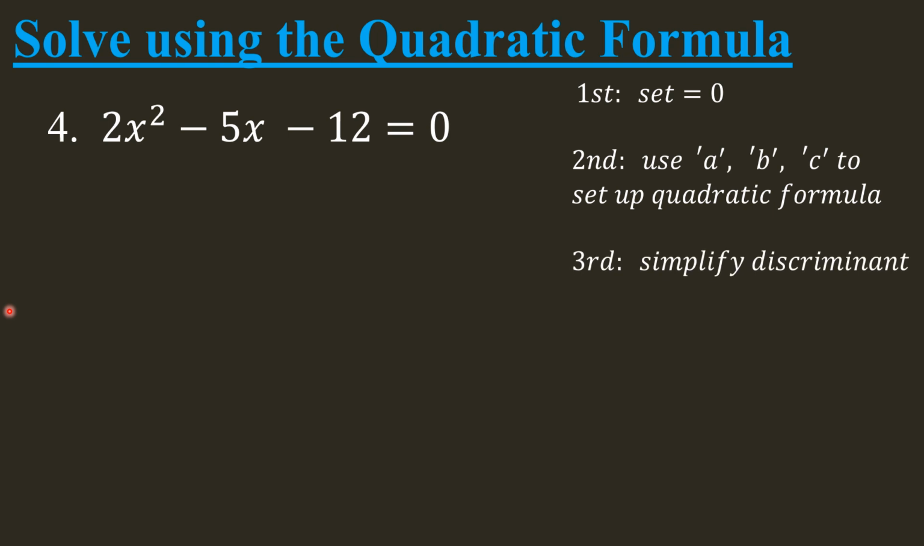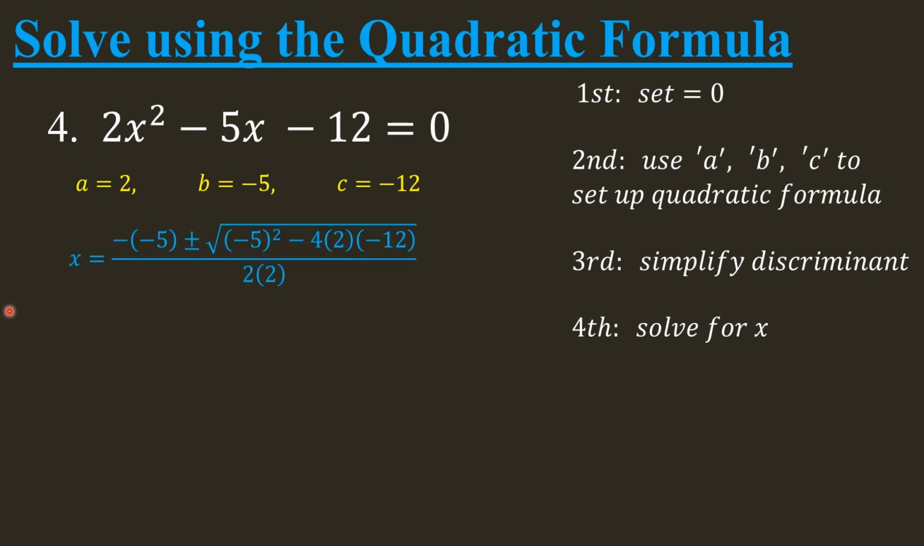Then we'll simplify just the discriminant. The reason we do that is so that we know the number and type of solutions, and we'll know if it's imaginary, to factor out the i before we simplify the square root so that we can solve for x. So in this example, our a is 2, b is negative 5, and c is negative 12.